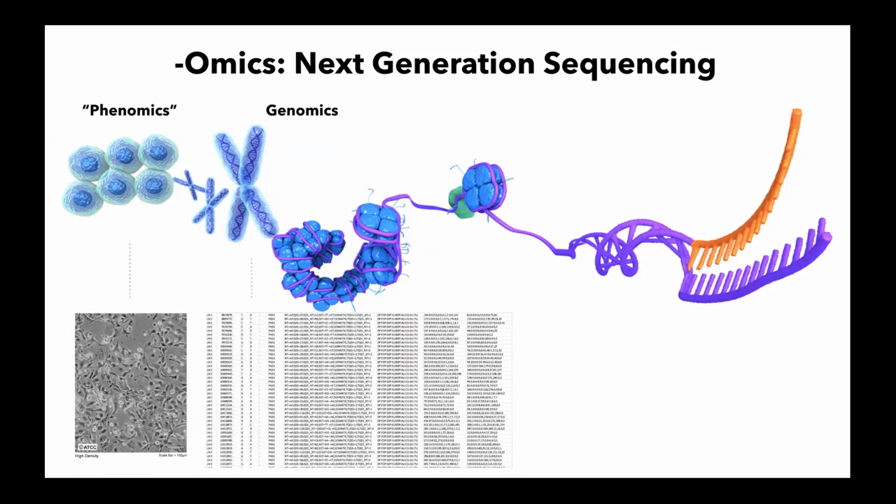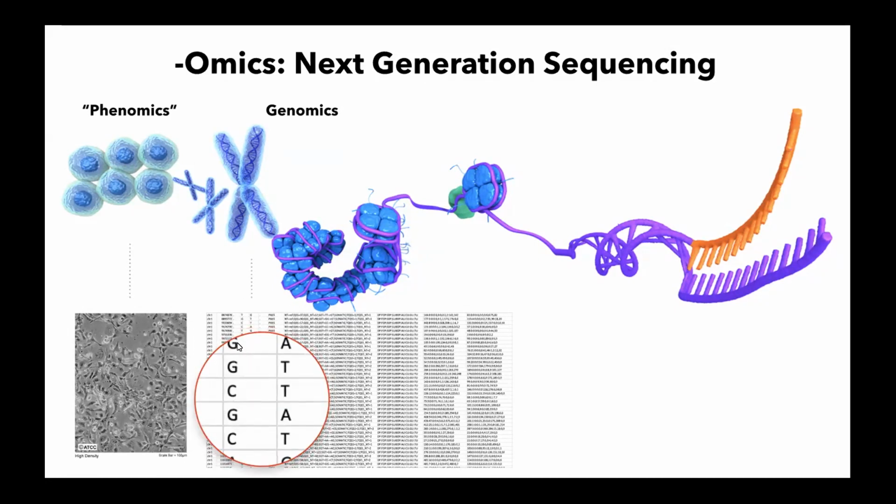Then we have the genomic data. The genomic data is really what is recorded in the DNA. Here you can see an analysis of genomic data, and essentially it tells you what is in the DNA of this specific sample compared to the reference genome. And we'll talk about some of the other things that we can do with this kind of data.